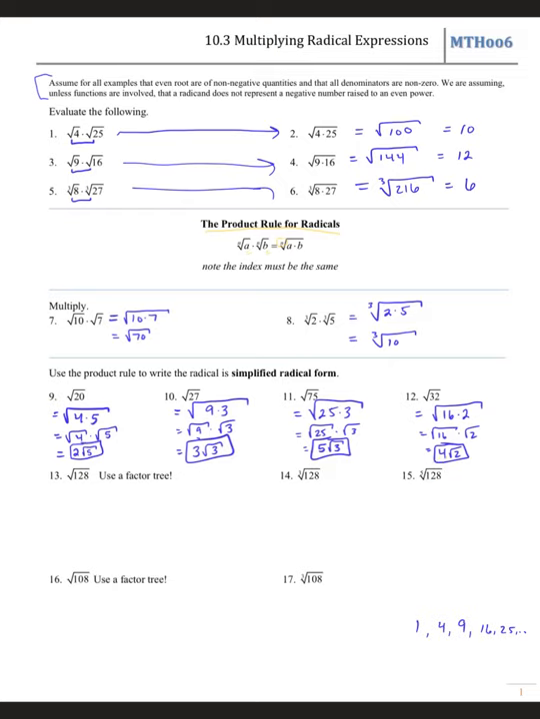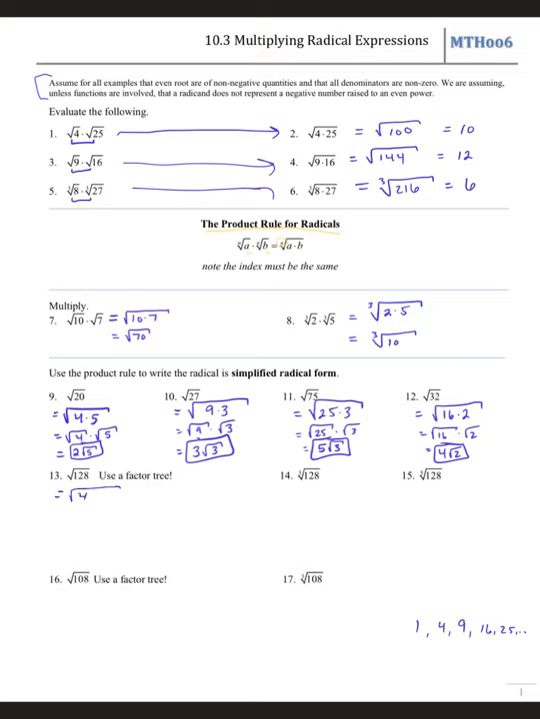Okay, let's actually go through 128 together. Now, you might think, okay, I don't know what the largest perfect square is. So even if you don't know what the largest perfect square is, start with something that you know goes into 128 evenly that is a perfect square. For example, we know 4 goes into 128. So we could rewrite this, okay, this is the same thing. And if I just do 128 divided by 4, I get 32.